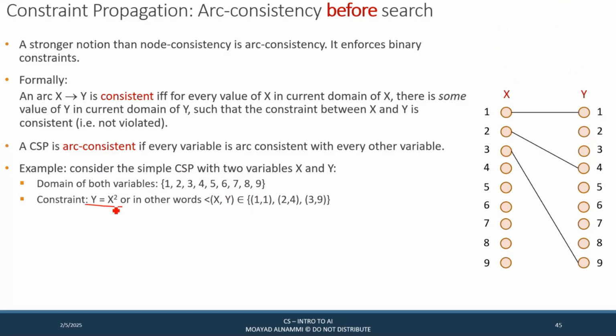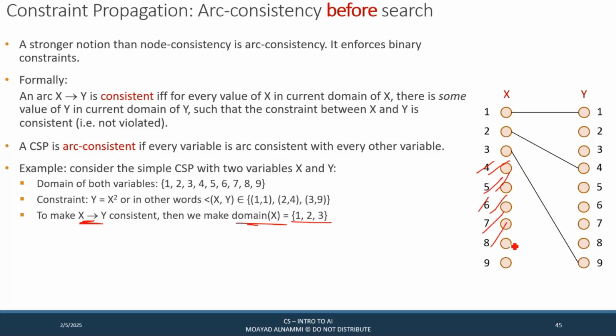The constraint is that y should be equal to x squared, or in other words, if x is 1, then y should be 1. If x is 2, then y should be 4. If x is 3, then y should be 9. Right? So you can see I've added links between the values. If I assign x 1, then a valid assignment for y should be 1. If I assign x 2, then a valid assignment for y should be 4. To make x goes to y consistent, then we need to make the domain of x 1, 2, and 3. That means we need to remove from the domain of x these values.